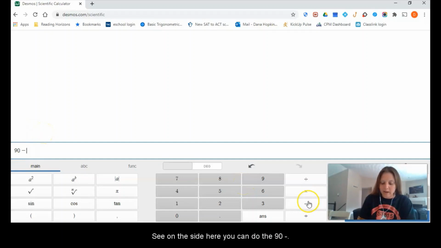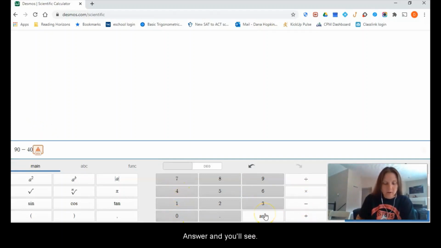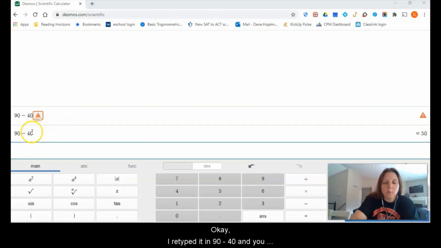You could do the 90 minus 40 and then hit answer. Oh, I guess I need to hit equals 90. Okay, I retyped it in, 90 minus 40, and you can see that if you need to use this as a calculator, it just equals 50. So I typed in the 90 minus 40, and then I hit enter on my keyboard instead of pressing this answer. I don't know why it didn't work. So give it a try, see what you get there.